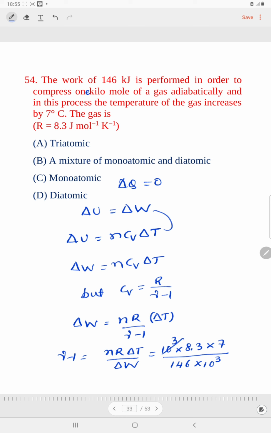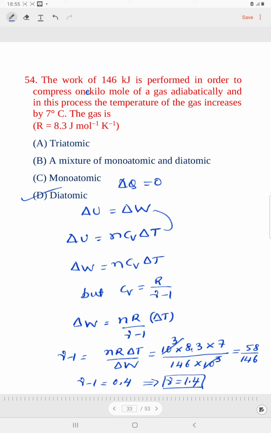Now 10 power 3, 10 power 3 get cancelled. Okay, 8.3 into 7. So 8 sevens are 56, 3 sevens are 21. It is 58 by 146. Now gamma minus 1 is 58 by 146. It's almost 0.4. That leads to gamma value as 1.4. Students, remember, gamma is 1.4 means it has to be a diatomic gas. It has to be a diatomic gas.